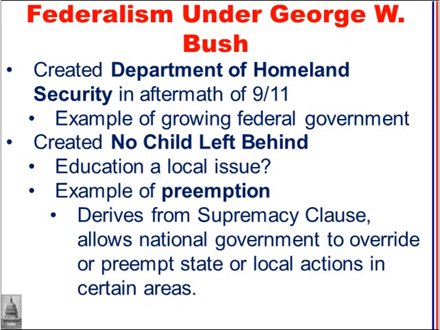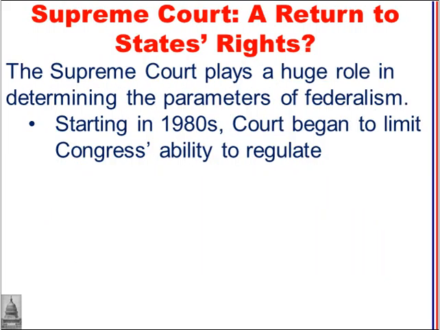Up until this point, preemption was mostly favored by Democrats like LBJ. But Congress uses its authority under the Commerce Clause to preempt state law. So George W. Bush was responsible for a few pieces of legislation that wouldn't seem conservative at first glance. So almost a halting of new federalism and the devolution revolution. But the Supreme Court at the same time could be returning power to the states. As we mentioned before, the Supreme Court always plays a huge role in determining the parameters of federalism, the relationship between the national and state governments.